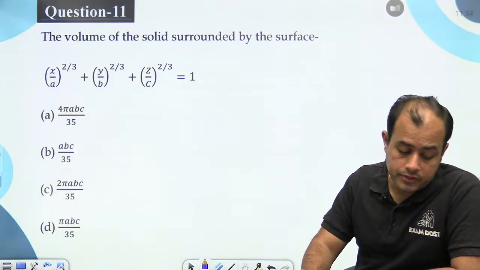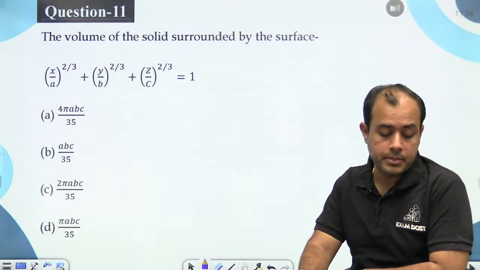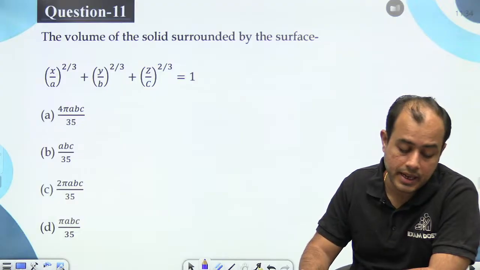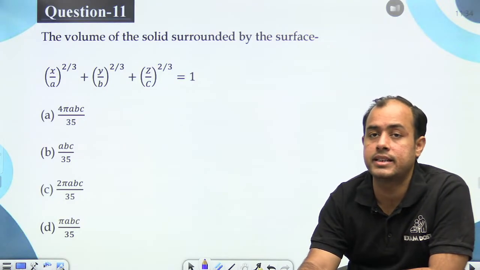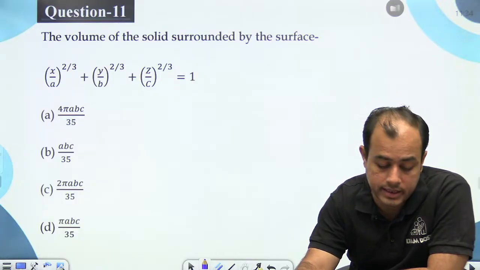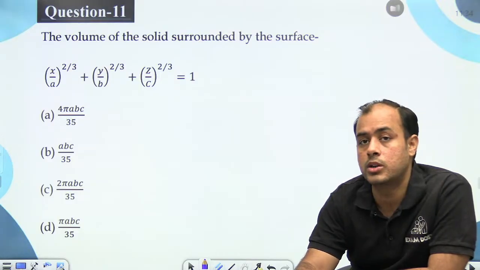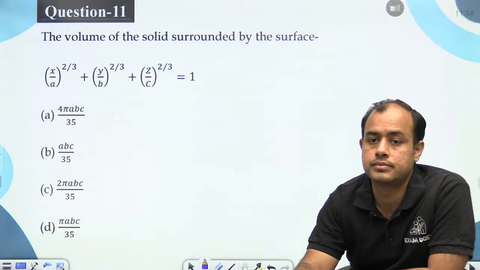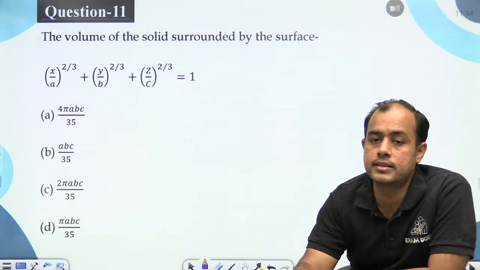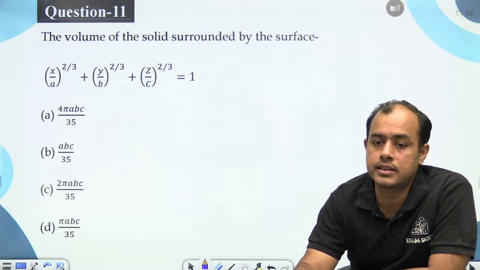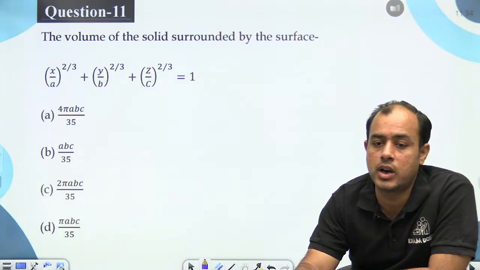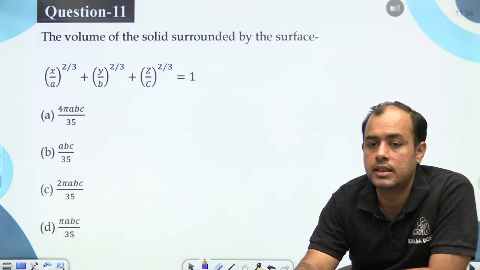The volume of the solid surrounded by the surface (x/a)^(2/3) + (y/b)^(2/3) + (z/c)^(2/3) = 1. What is the volume surrounded by the surface? This is the equation of a surface. You have to tell the volume that lies inside this surface.